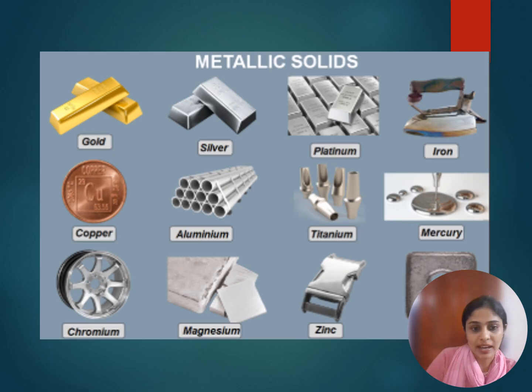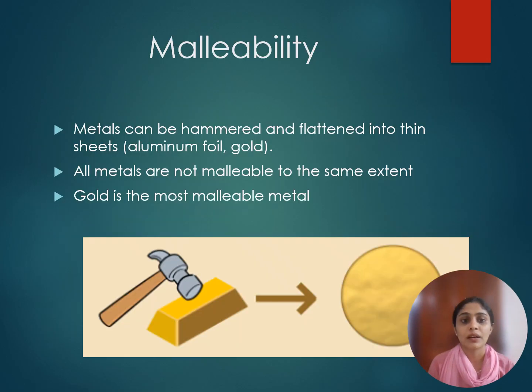Here are a few examples of metallic solids. The first property of metals is malleability. Metals can be hammered and flattened into thin sheets. For example, aluminium foil, gold, etc. All metals are not malleable to the same extent, while gold is an excellent malleable metal. Here is the picture shown below. The gold is beaten or hammered into a thin sheet.